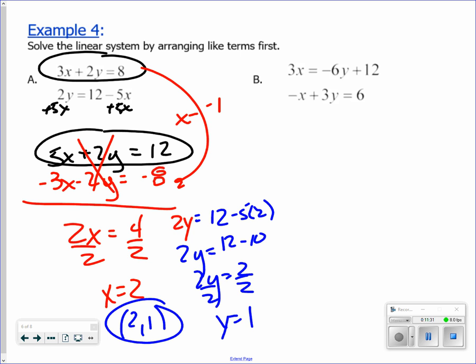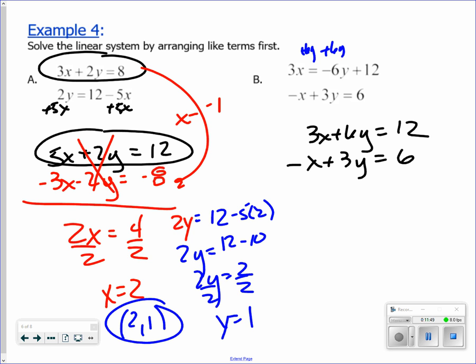Again, in this situation, the y's, the x's, the equal signs, nothing's lined up. So I'm going to add 6y to both sides to get the top to be 3x plus 6y equals 12. And I'm going to leave the bottom one alone for right now. I don't have opposites. The x's and the y's and the equal signs are lined up, but nothing actually cancels out. So I'm going to take the bottom equation and multiply it times -2. So positive 2x, negative 6y, negative 12.